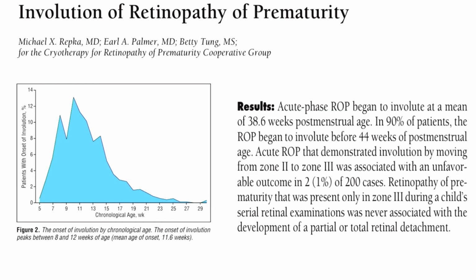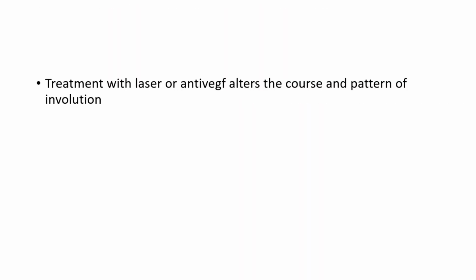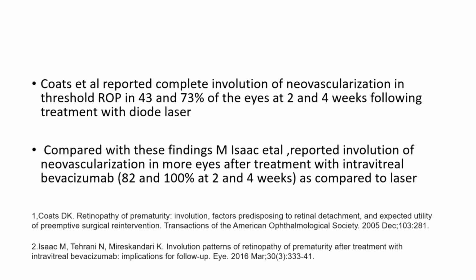Okay. According to the study by Repka et al. on the involution of retinopathy of prematurity, they found that the acute phase of ROP began to involute at a mean of 38.6 weeks post-menstrual age, and in 90% of the patients, the ROP began to involute before 44 weeks post-menstrual age. In terms of chronological age, that corresponded to between 8 to 12 weeks of age. Treatment with laser or anti-VEGF alters the course and pattern of involution. So Coates et al.